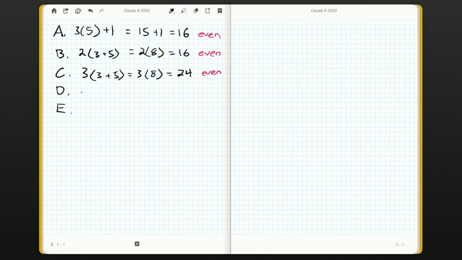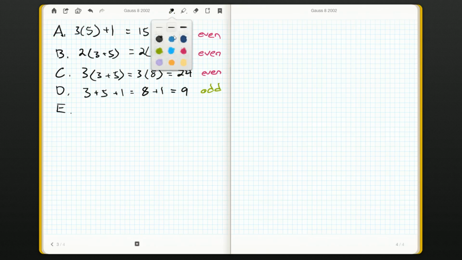Now, I already suspected D was our answer, but let's just verify that. 3 plus 5 plus 1. Well, what's 3 plus 5? We go from left to right, so that's going to be 8 plus 1. And 8 plus 1 is 9. And that's the odd number we've been searching for. So we could just stop right there. But I'm going to make sure we got the right answer by ruling out E as well.